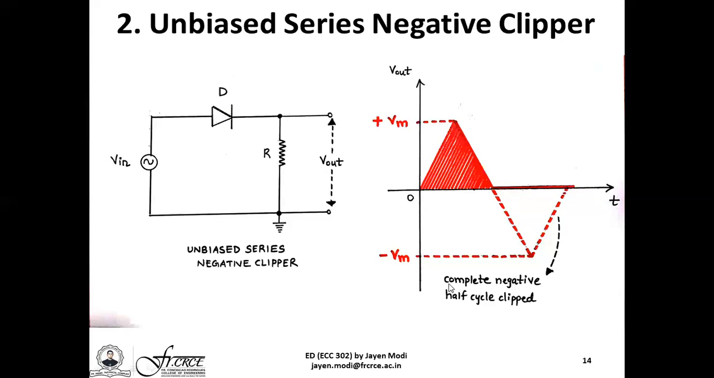What you see is the complete negative half cycle has been clipped off. The only way to understand unbiased circuits is that either they will clip off completely the positive half cycle, or they will completely clip off the negative half cycle.